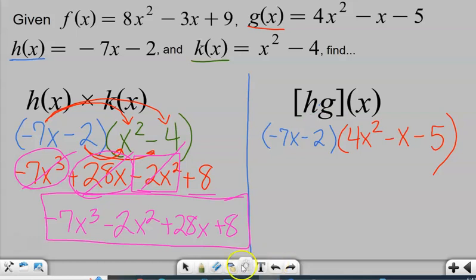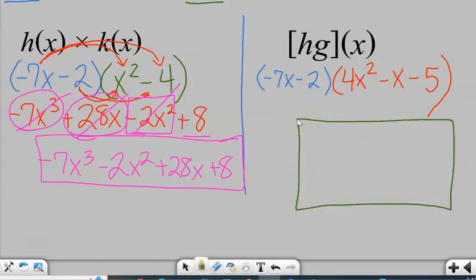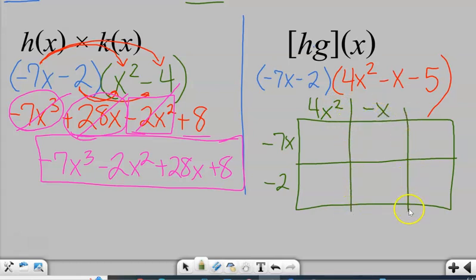But this time I'm going to use the box method. So the box method says that we will draw a box. And since there are two terms in the first one, I'm going to make that go down the side. Since it's the shorter side, I'm going to put negative 7x and then negative 2. And I'm going to draw a line to split those two terms. And then since there are three terms in the second parenthesis, I'm going to make that go across the top and say 4x squared, negative x, and then our negative 5. And so that puts each of those terms in their own separate little space.